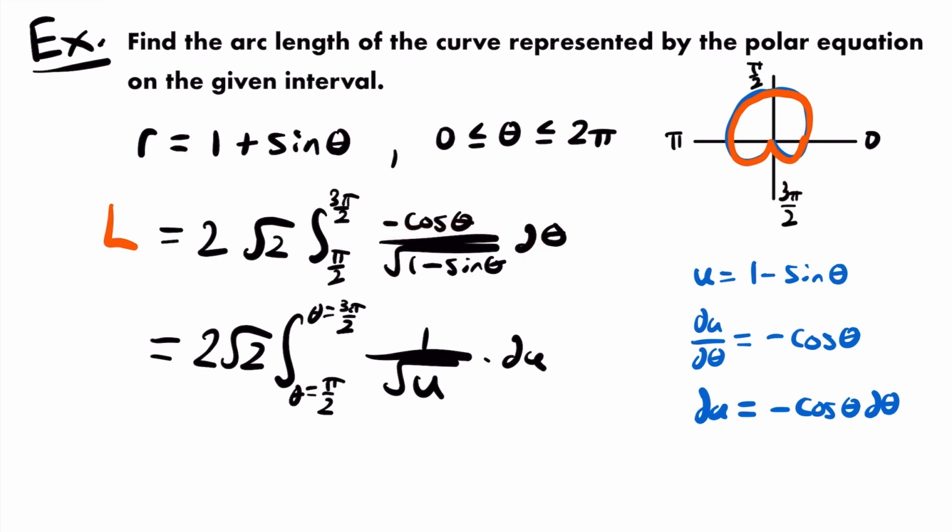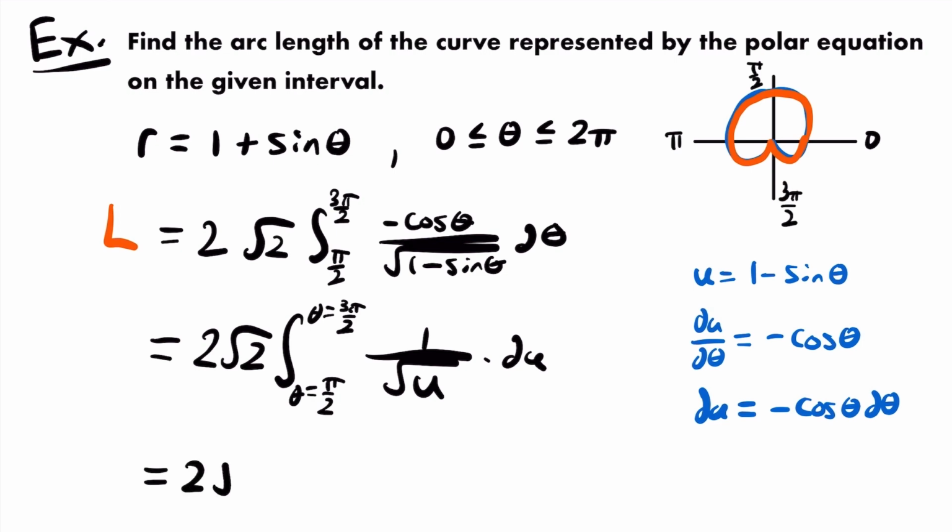Now for our next step, I'm going to rewrite 1 divided by the square root of u to be 1 divided by u to the 1/2 power, right? The square root of u and u to the 1/2 power would be the same. And then in order to integrate that, I'm going to move u to the 1/2 power to the numerator and make that exponent negative. So that will look like this.